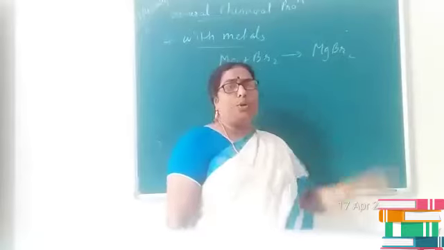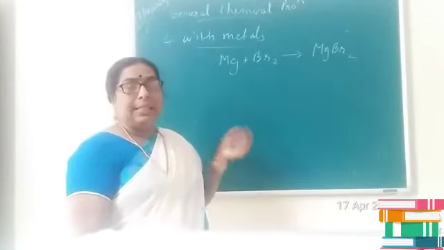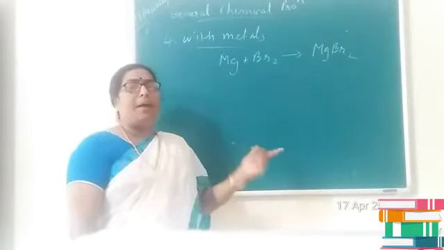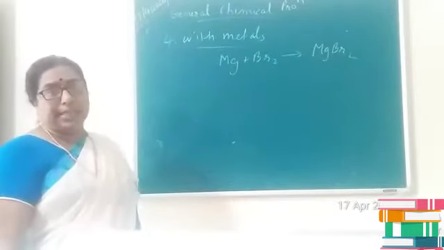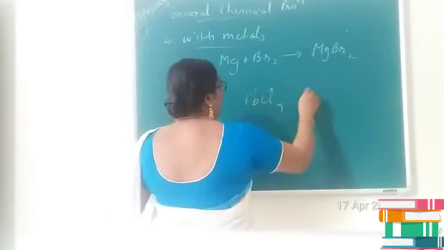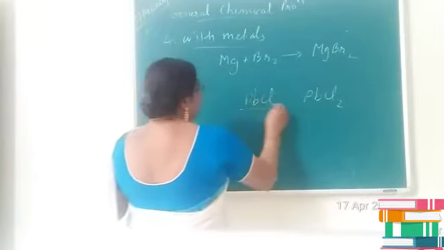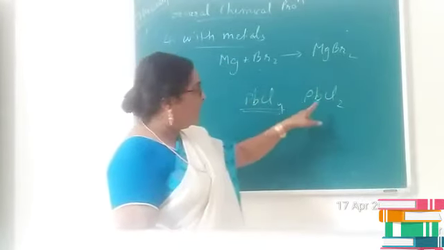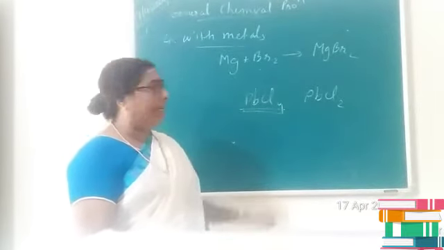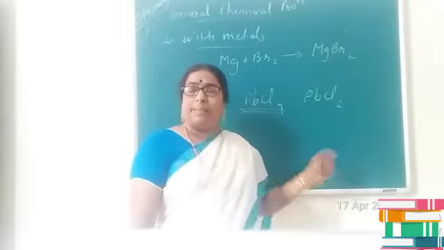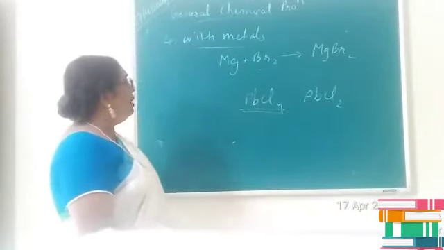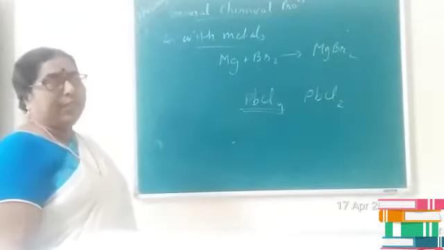If the metal shows different oxidation states, then the one having the higher oxidation state will be more covalent than the one having the lower oxidation state. For example, consider PbCl4 and PbCl2. In this case, the oxidation state of lead is higher compared to the second compound. So PbCl4 will be more covalent compared to PbCl2. The same is true for SnCl4 and SnCl2. Is it clear, children? That is about the property of halogens with metals.